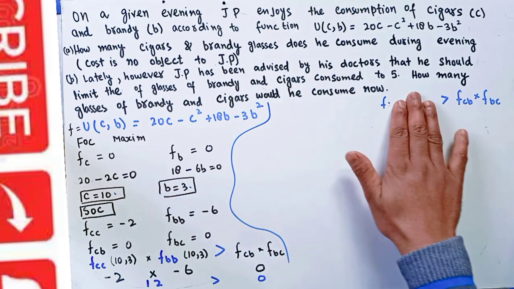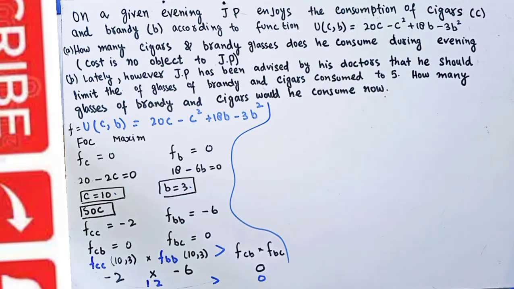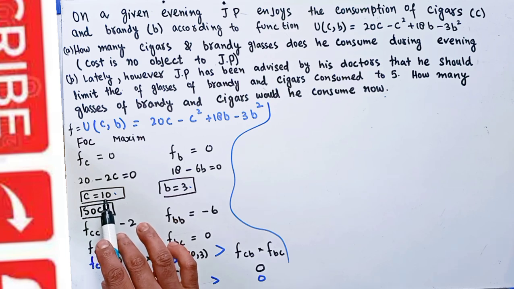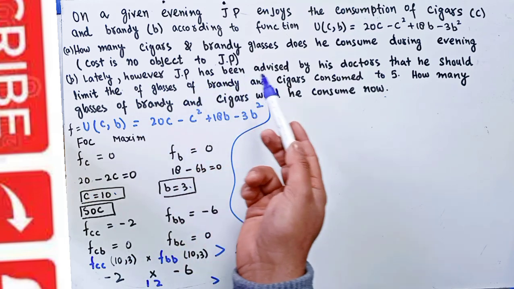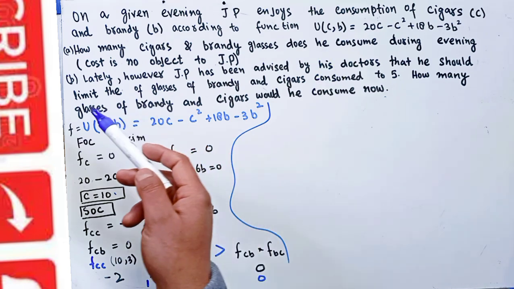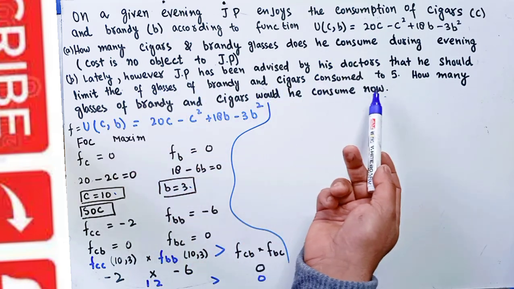critical points. Okay, so in fact, the utility of this JP will be maximized when he consumes 10 units of cigars and 3 brandy glasses. Okay, this is how we check the second order condition. Now, the second question tells us, lately, however, this JP has been advised by his doctors that he should limit the glasses of brandy and cigars consumed to 5.